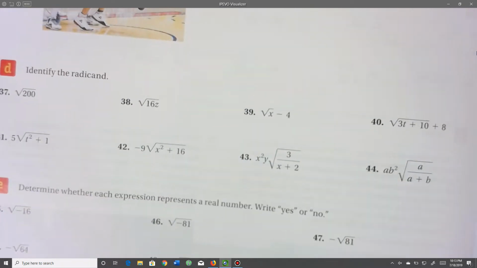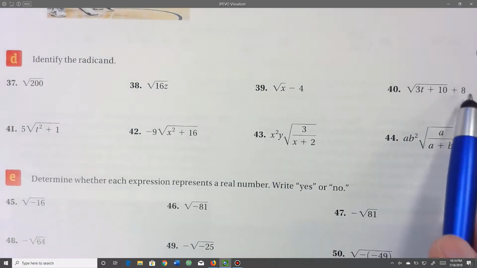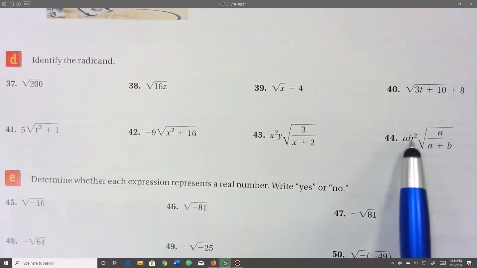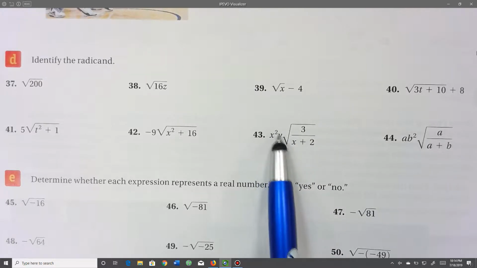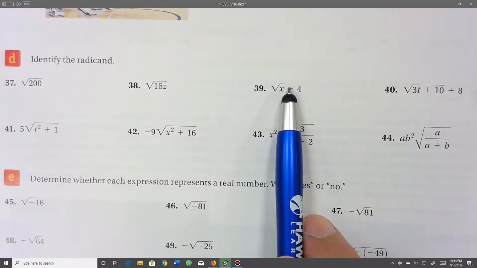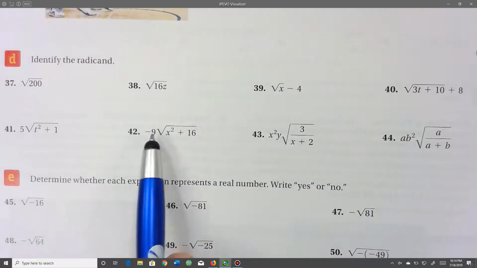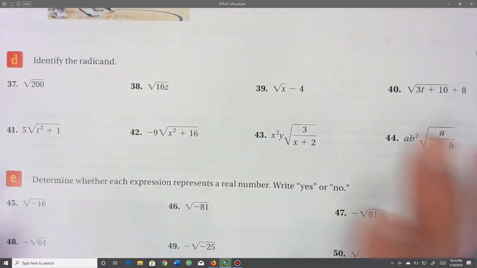Well, I guess I should point out that the radicand doesn't include the positive 9 here. I mean the positive 8. The radicand doesn't include this ab squared. The radicand doesn't include the x squared y here. Neither is the negative 4 included in the radicand there. Negative 9 is not included in there, and 5 is not included in there. Okay, so just to be very specific.